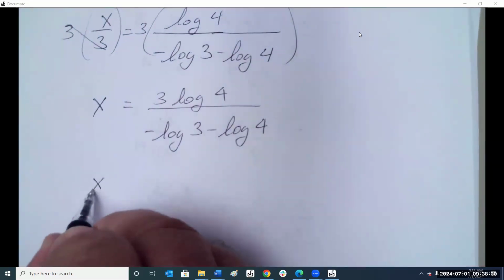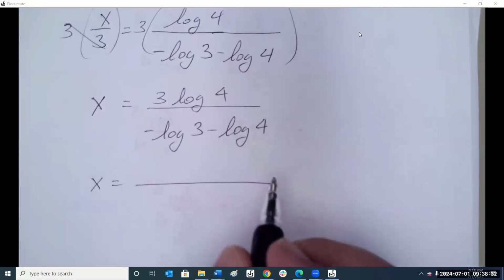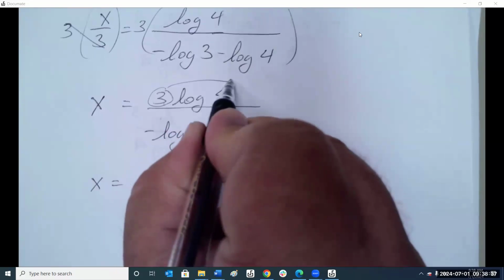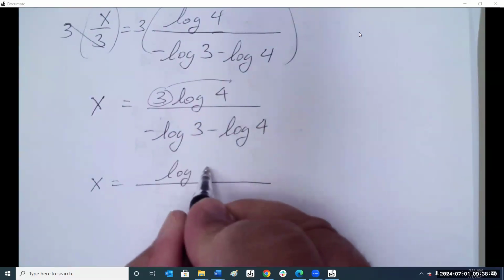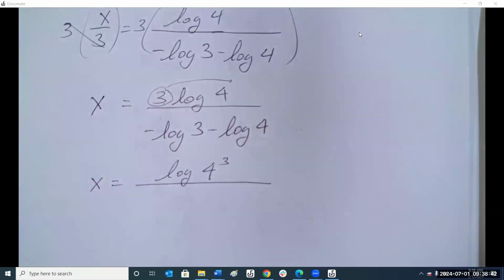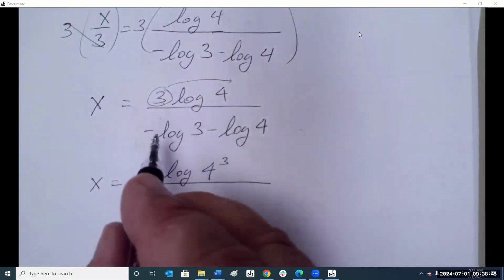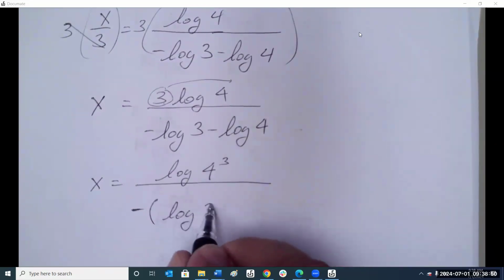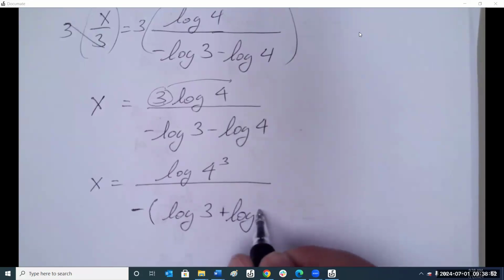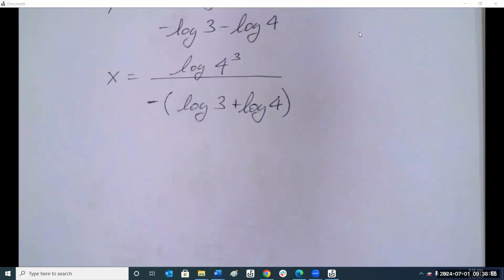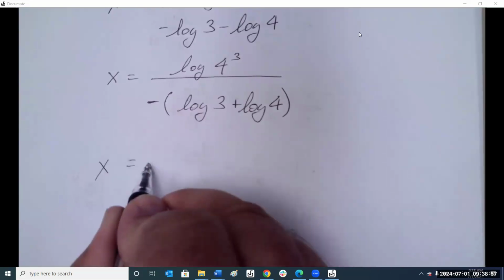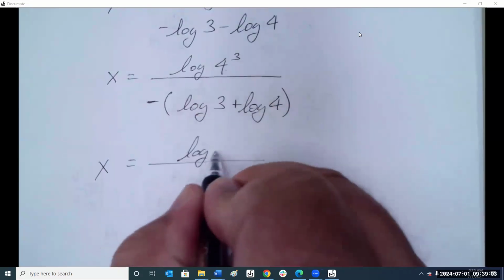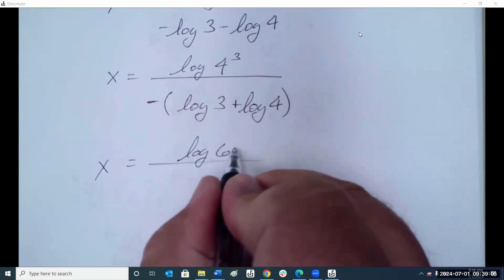Now on the bottom, we can start simplifying all these things as well. Well, first off, you have this coefficient, which becomes an exponent: log 4 to the power 3. Both of these negative signs can come out in front. It makes it a plus. Four to the third is 64.